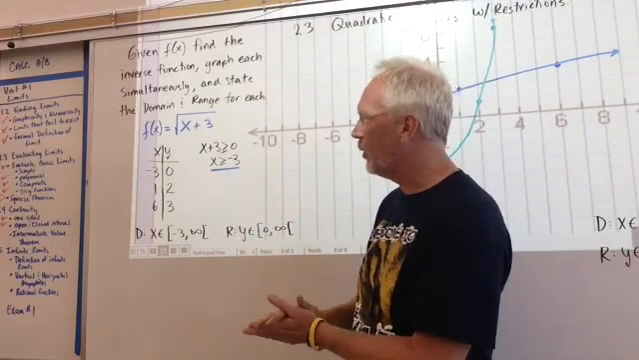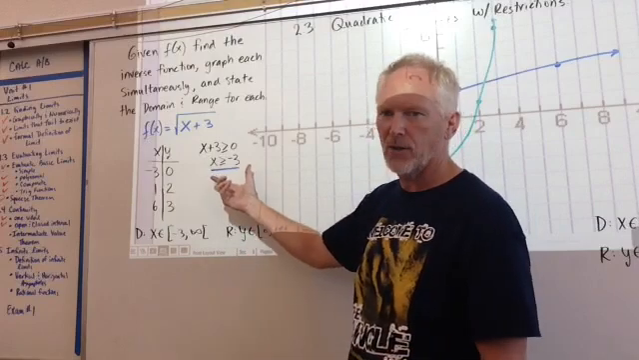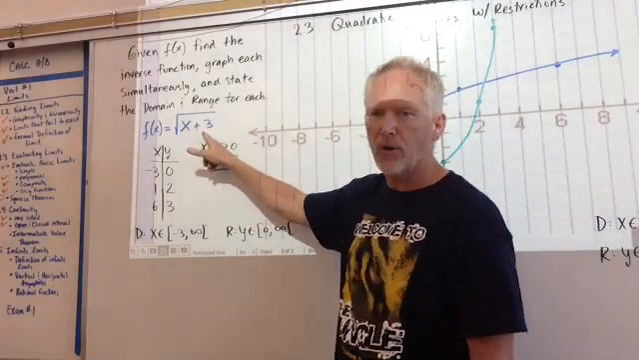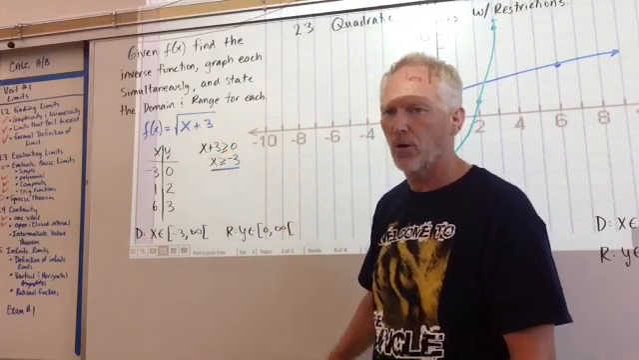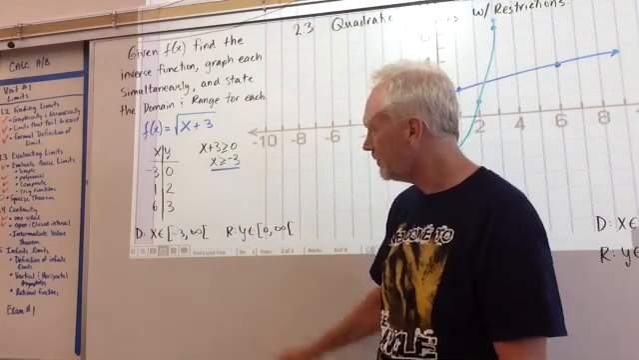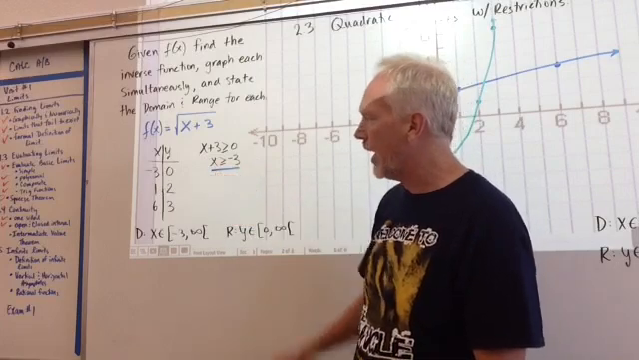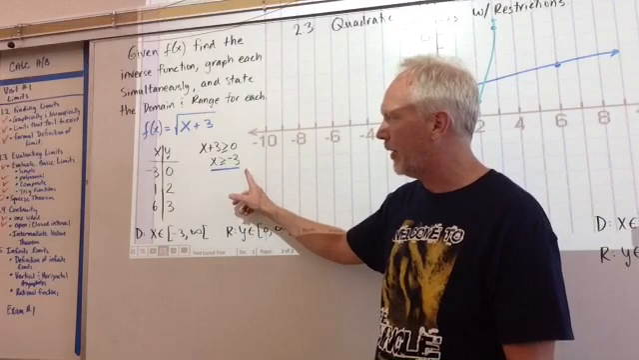In order to graph it, what we want to do is first figure out where our x's might be restricted. Anytime we have a root function or a radical function, we have to set the inside greater than or equal to 0, and we solve for what that x value is. In this case, x must be greater than or equal to negative 3.